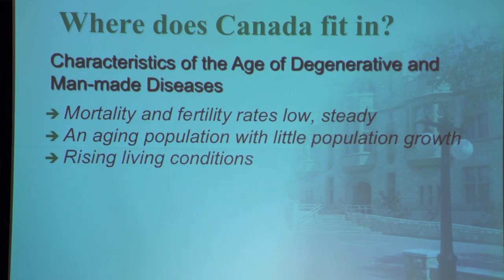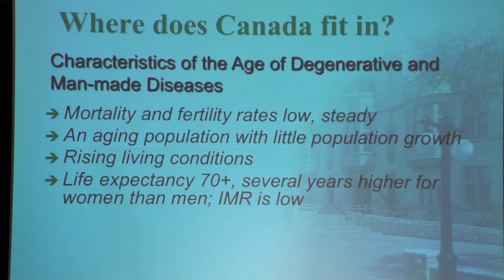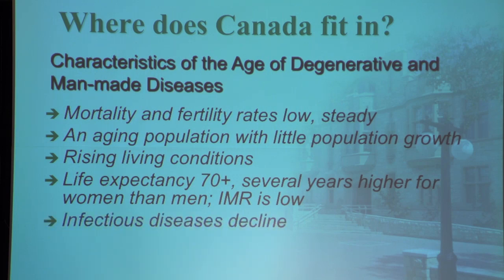We're seeing rising living conditions, or have seen rising living conditions, perhaps we're seeing falling living conditions among some people, but certainly we're seeing greater money, greater wealth, and greater access to all sorts of different foods. So people are able to buy various types of foods that are not healthy, let's say, although they tend to be associated with poverty too. Life expectancy is higher, 70 plus, several years higher for women than men. Infant mortality rate is low, but morbidity can be very high in terms of, again, things like obesity and what have you. And infectious diseases are on the decline.